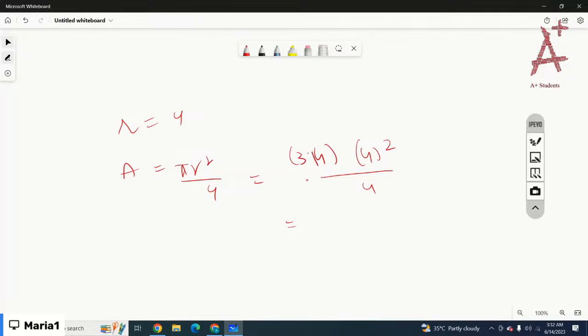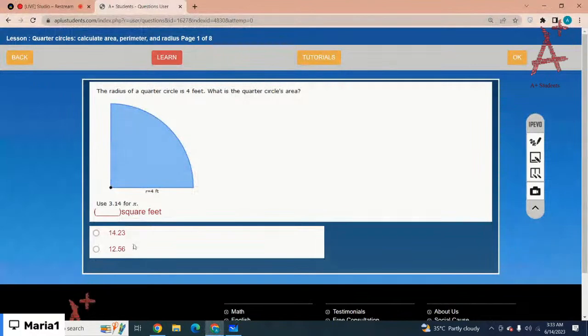3.14. That would be 12.56. Got it? So the area of the quarter circle is 12.56. So the correct option is the second one, 12.56. Got it?